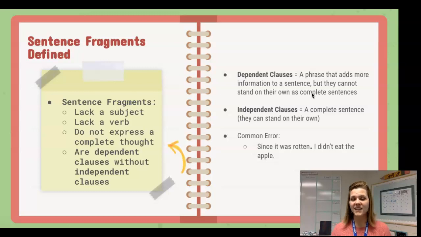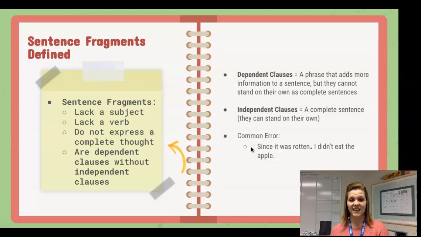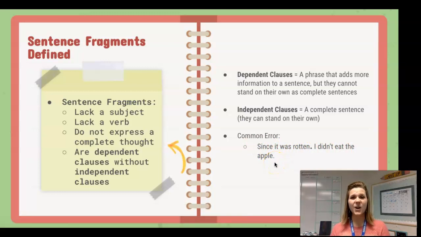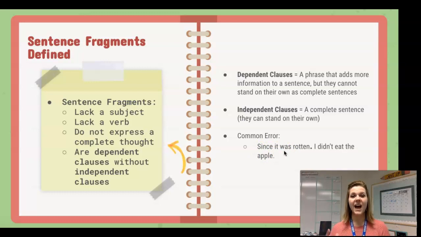Now that we're starting to talk about sentence fragments, I wanted to let you know what the common error is that I see all the time in students' writing. I see things like this. Since it was rotten, I didn't eat the apple. For some reason, there are a lot of people that feel like the dependent clause, since it was rotten, can stand on its own as its own independent sentence. However, that's not the case. A dependent clause always needs to be attached to an independent clause.